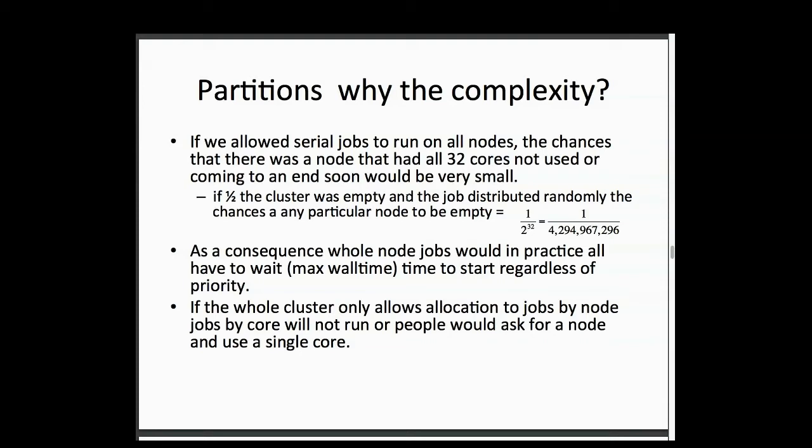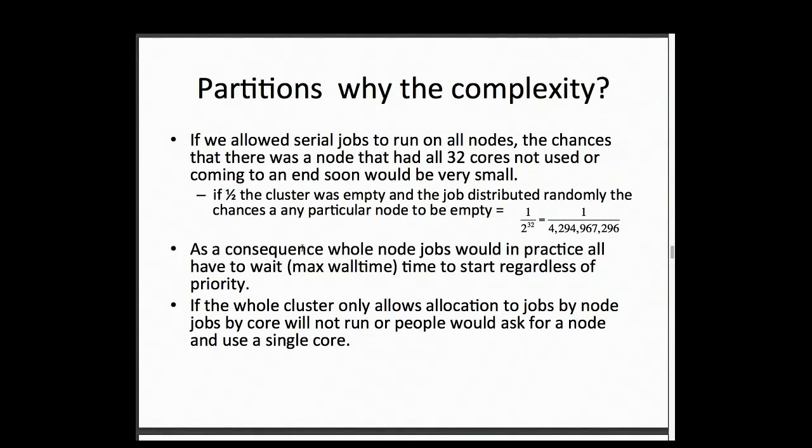The other part is, if we only allow whole node scheduling, which is done on a large number of clusters, then people that require only one core will take a whole node. And that's quite inefficient. So we basically have to have this complex hybrid approach to allow by-core, but only allow it on a small subset of the nodes. What should you be doing? If you can use a whole node, you should be using whole nodes, or multiples of whole nodes. This will allow you to be most efficiently scheduled onto the cluster, and it will get you running quicker.